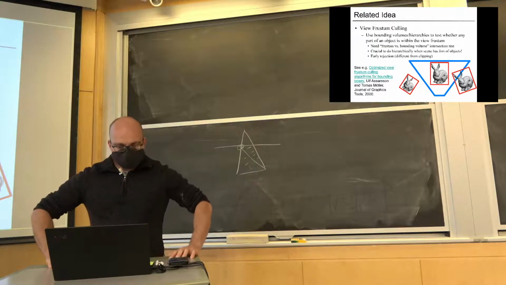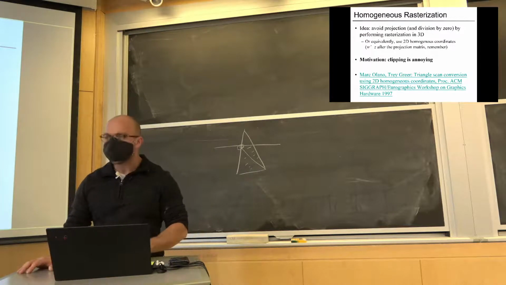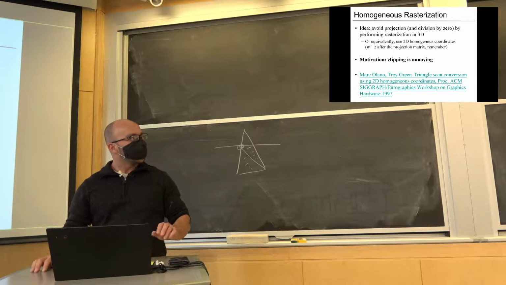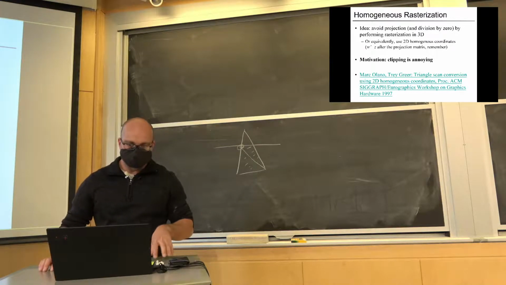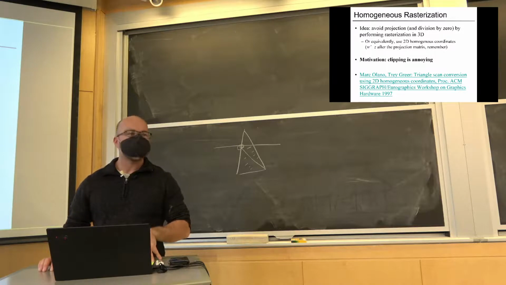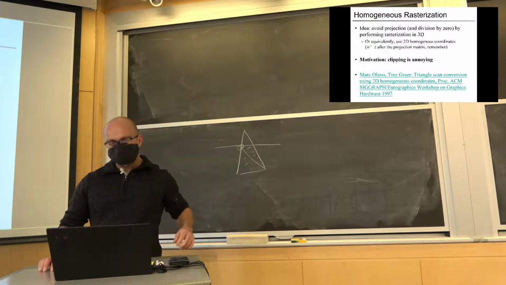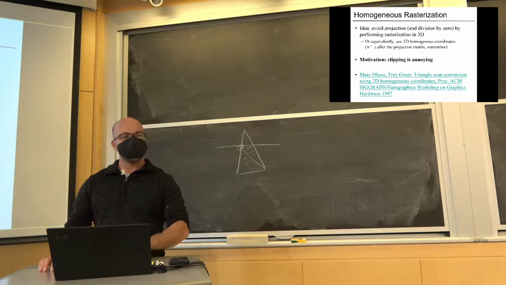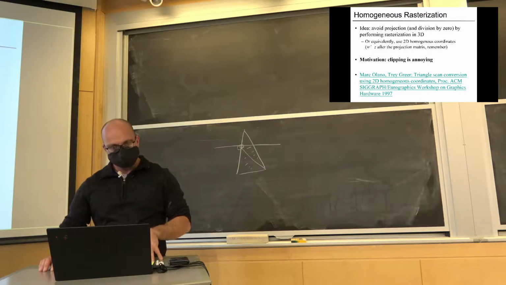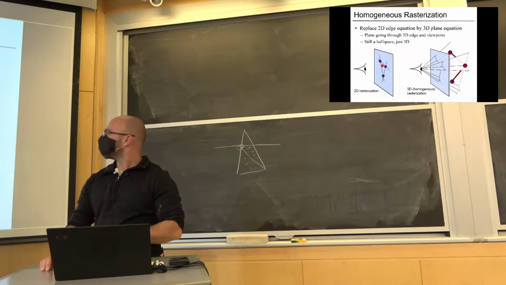Okay, so now let's talk about a related strategy, which is motivated by the fact that clipping is mildly irritating. This is an idea called homogeneous rasterization. Essentially, we're going to update that rasterization strategy to actually be aware of the 3D structure of our scene so that we don't have to deal with things behind the screen in a slightly different way. So here's the basic idea of homogeneous rasterization.